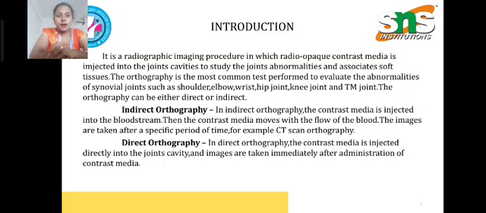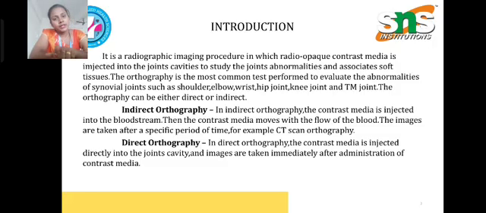If the patient has any abnormalities associated with the soft tissues, we see them through the arthrography procedure. Arthrography is most commonly performed for synovial joints such as the shoulder joint, elbow joint, wrist joint, hip joint, knee joint and temporomandibular joint. For such joints, the arthrography procedure is taken to visualize any abnormalities in the joint cavities.